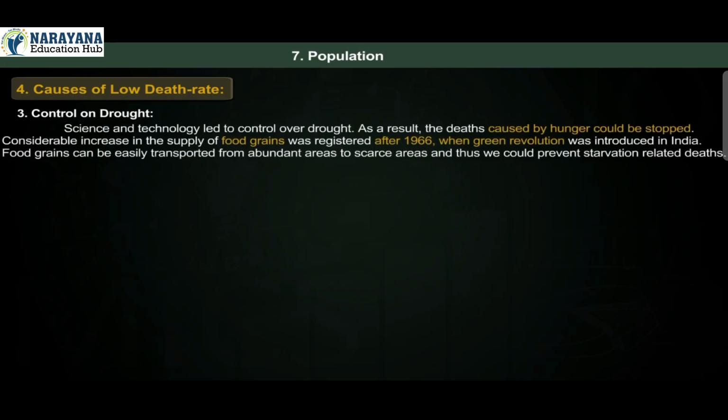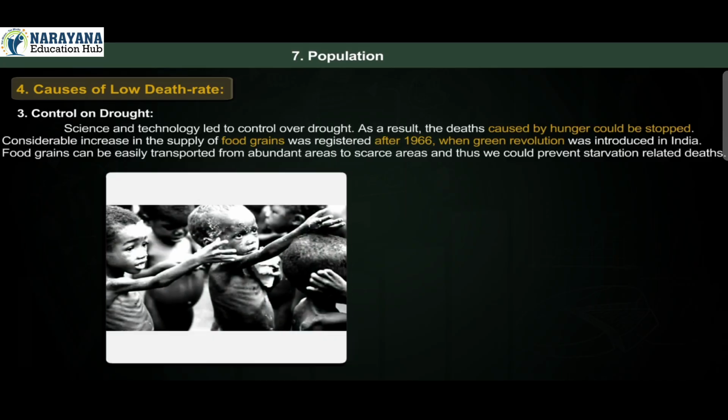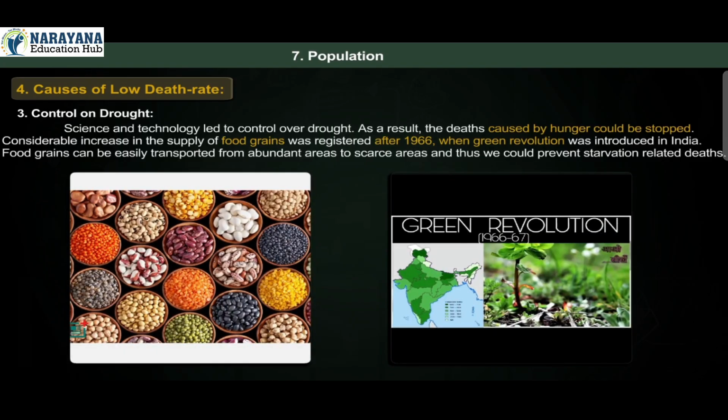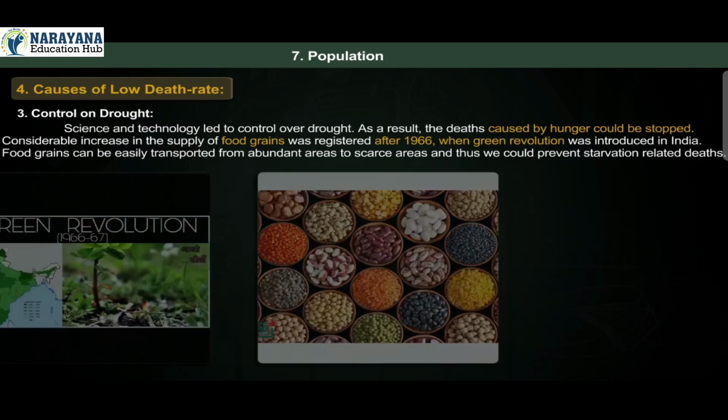Control on drought. Science and technology led to control over drought. As a result, the deaths caused by hunger could be stopped. Considerable increase in the supply of food grains was registered after 1966, when Green Revolution was introduced in India. Food grains can be easily transported from abundant areas to scarce areas and thus we could prevent starvation-related deaths.